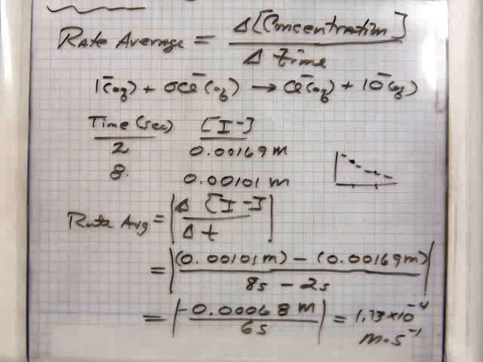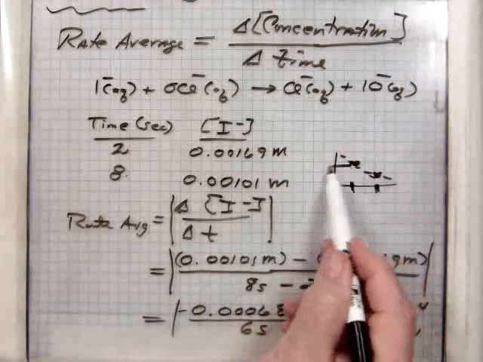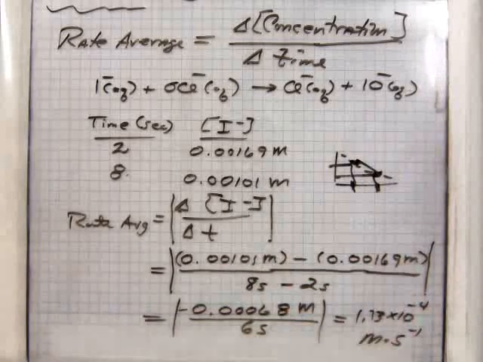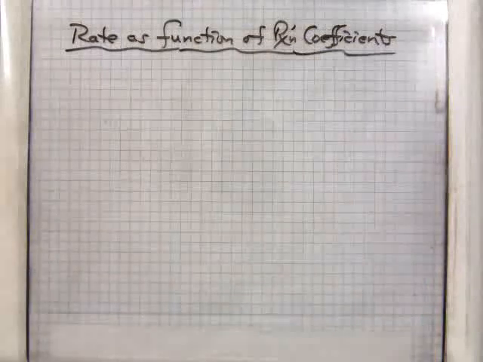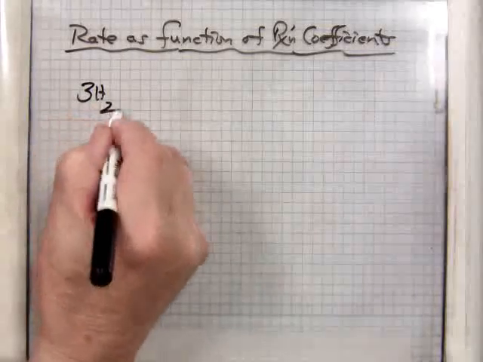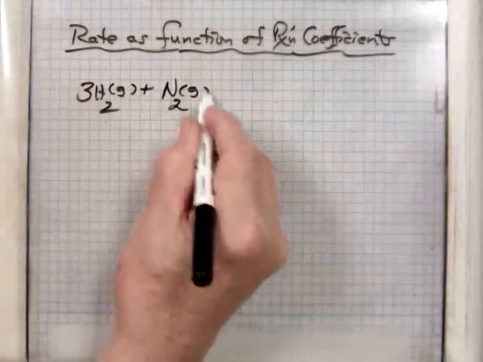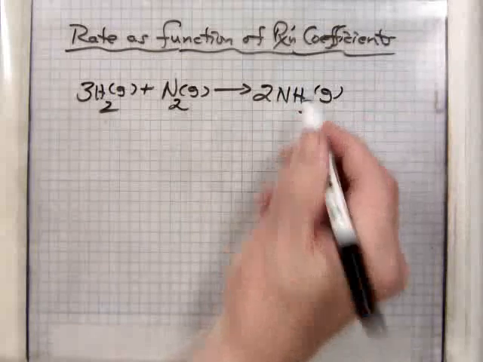So that's the long and short of rate average. So really what you're doing in here is taking 2 points in the concentration time curve, and you're just kind of averaging between those two points. So the second type of concentration analysis problem is rate as a function of coefficients. I want to use the equation 3H2 gas plus N2 gas goes to 2NH3 gas.